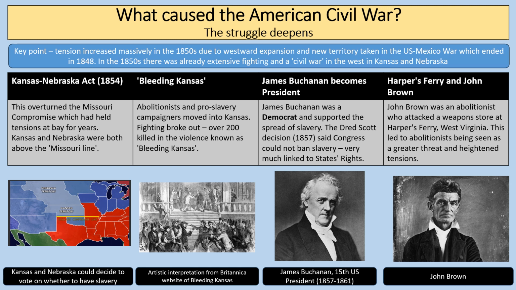In 1859, kind of almost foreshadowing the conflict of the Civil War, John Brown, an abolitionist, attacked a weapons store at Harper's Ferry in West Virginia, which led to abolitionists being seen as a greater threat and further heightened tensions. So by the end of the 1850s, there's lots of tension. There's tension over slavery, the Missouri Compromise has been overturned, and the abolitionists are becoming increasingly violent, and there's ever more likelihood of fighting breaking out.